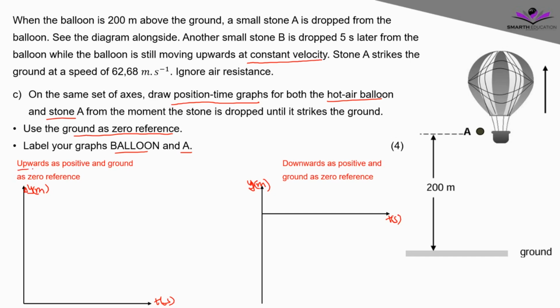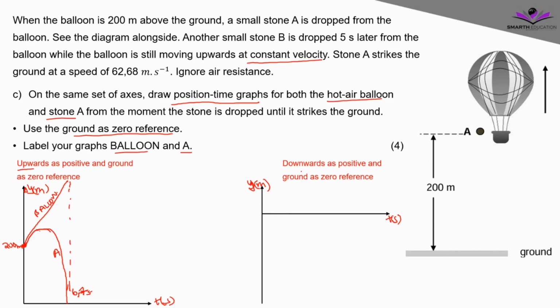Right, we're taking upwards as positive. So it will start at 200 meters, and then it will start going up like this. It should be a straight line. And that is the balloon. But what about the stone? It will start by going up first, because remember, it is going up with the balloon, then it is dropped. So it will start at 200 and then goes up a bit, and after a few seconds it goes down. And we know that the time taken to get here will be 6.7 seconds. So this is A for stone A.